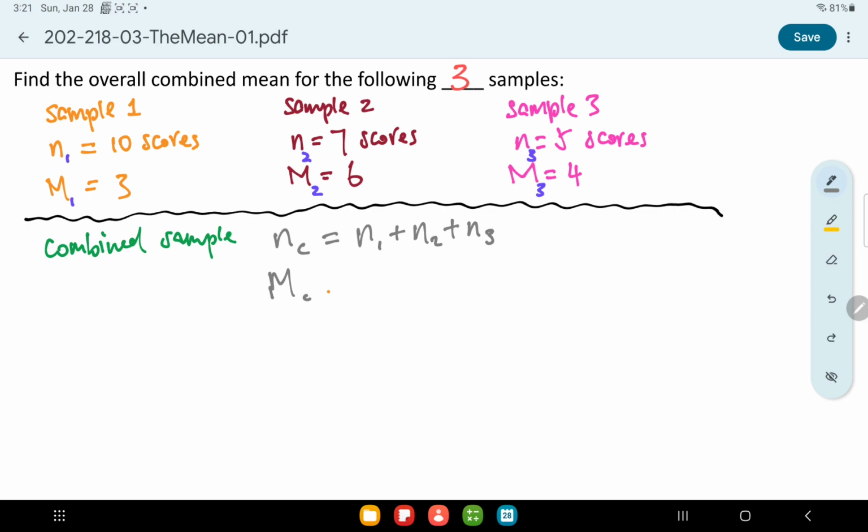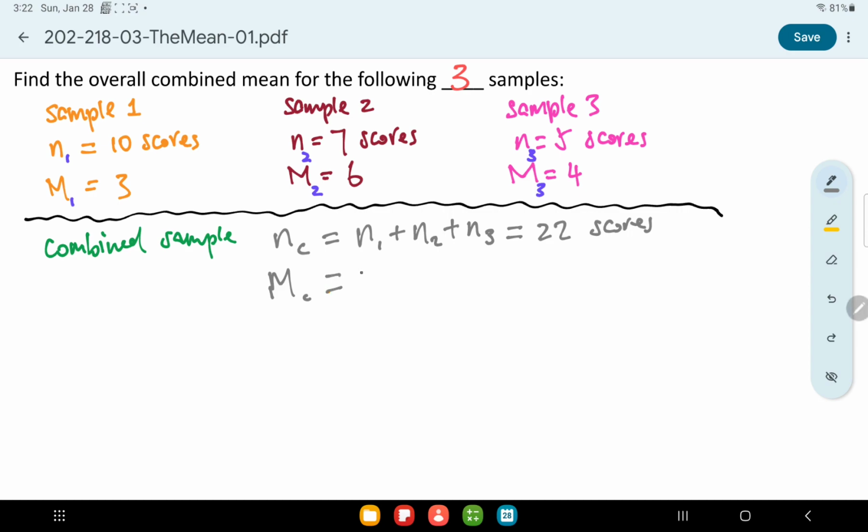I hope this is making sense. Okay? And when we add n1, n2, n3 up, what we get is 22 scores. No surprises, we're adding 10 to 7 and then to 5. The number is 22. We have 22 scores in the combined sample. Okay? Now what about the mean of the combined sample? We do not quite know yet.